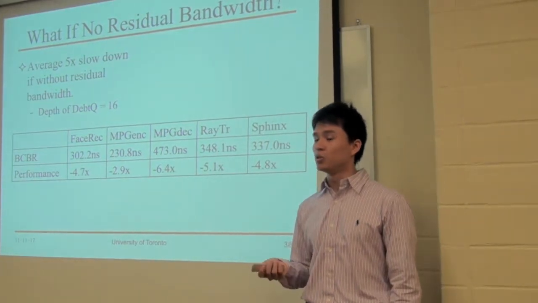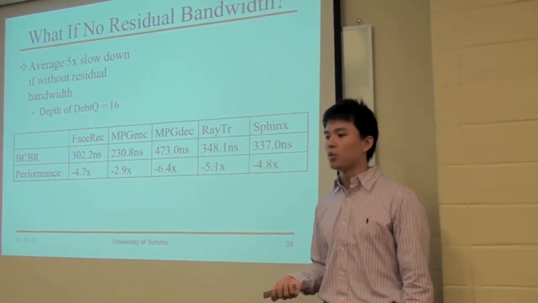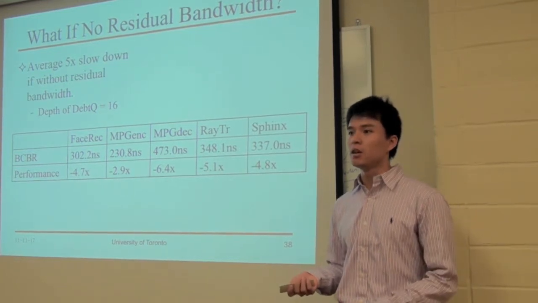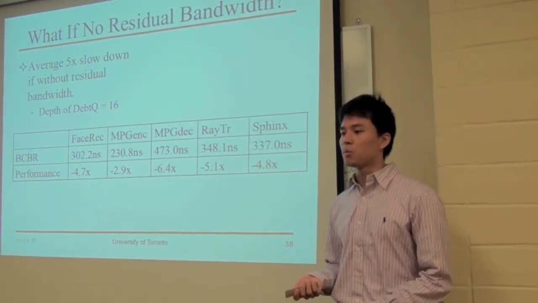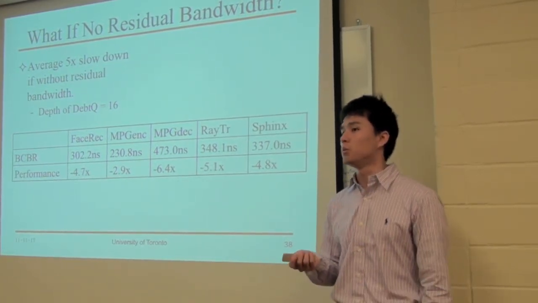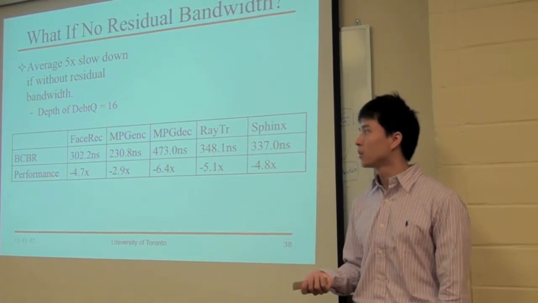So what if there's no residual bandwidth? We show that with a depth of 16, the DAC queue cannot provide minimum latency guarantee alone. And there's an average 5x slowdown on the CPU response latency, CPU cache performance.